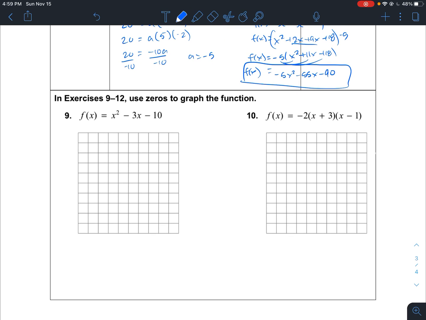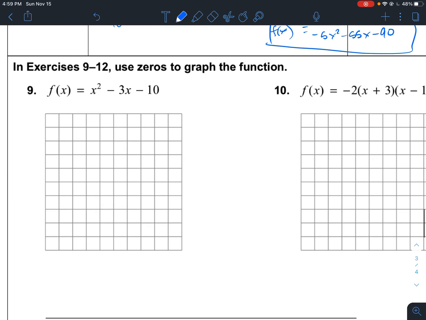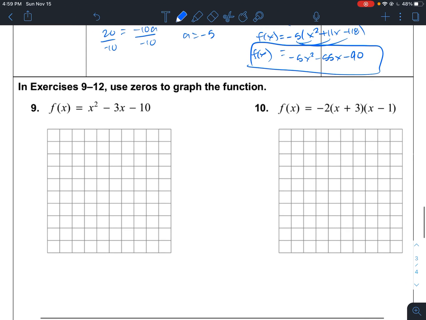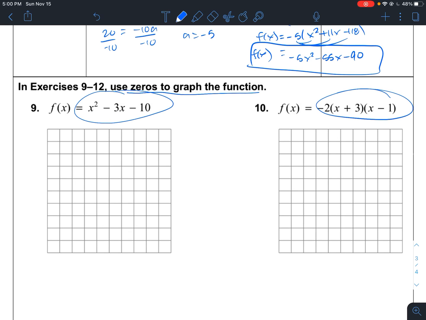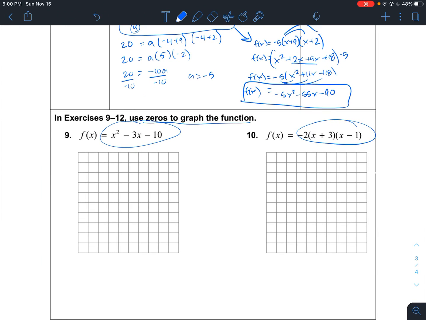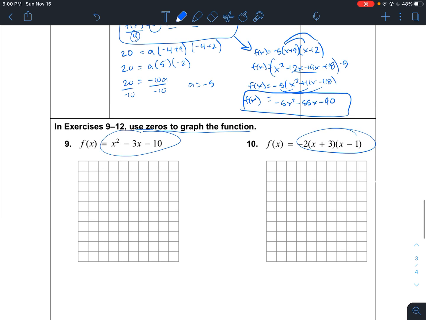Alright, so if you want to practice your graphing, find the zeros, and use the zeros to graph the function. You have to put this into factored form to find the zeros. This one's already in factored form, so you just have to find the zeros. But again, that should be everything. You can do these for extra practice.